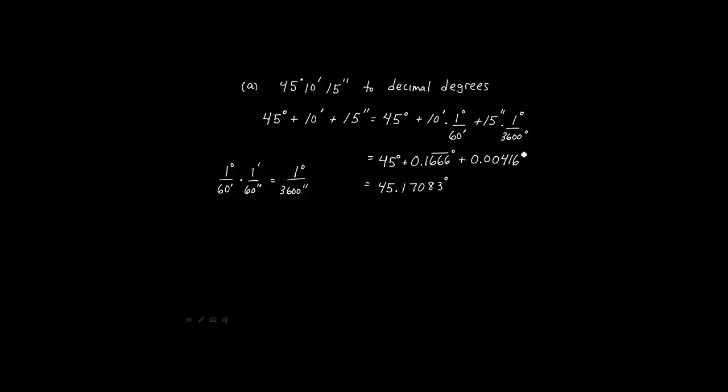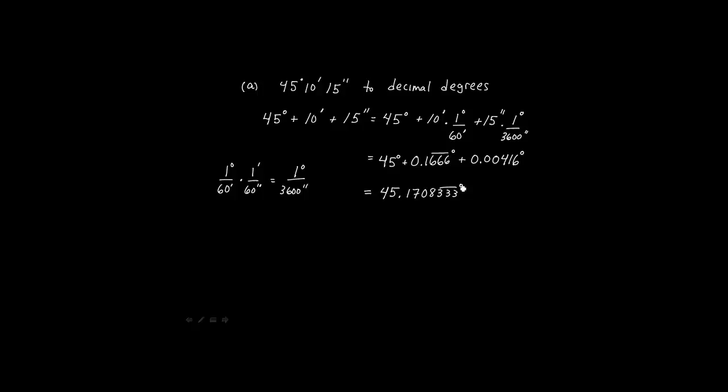0.00416 degrees. All right. So 45 degrees plus 0.1666666 degrees plus 0.0041666666 degrees is 45.1708333, and that continues on and on degrees. Does this make sense to everybody?